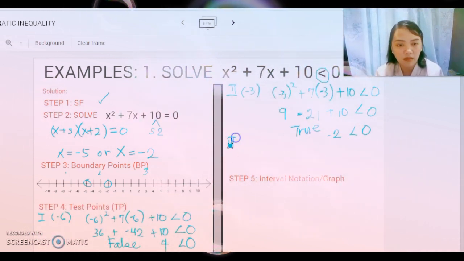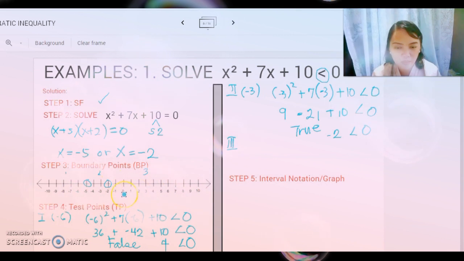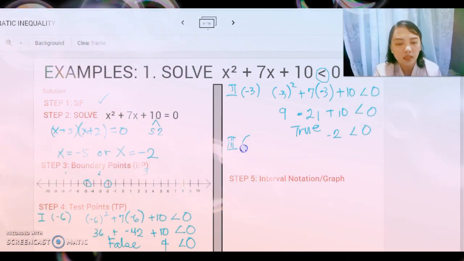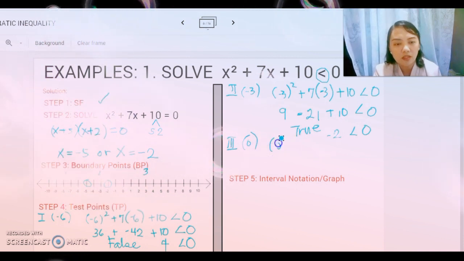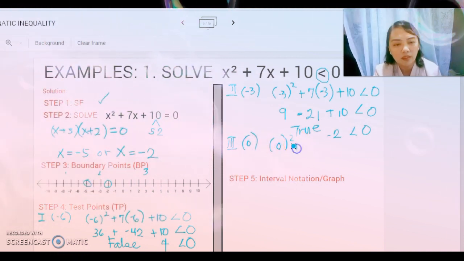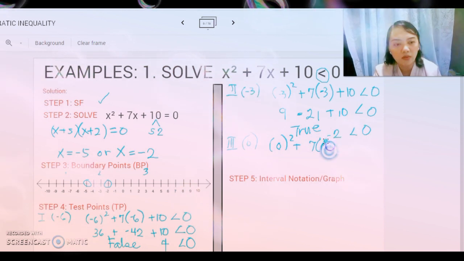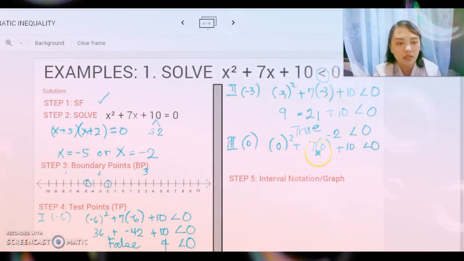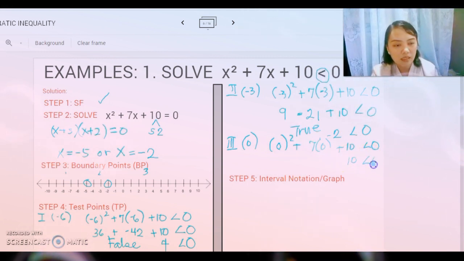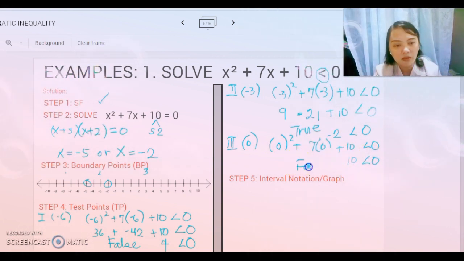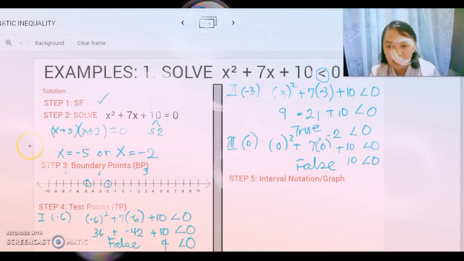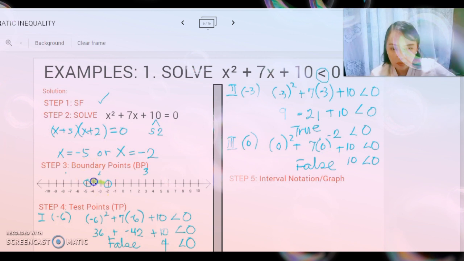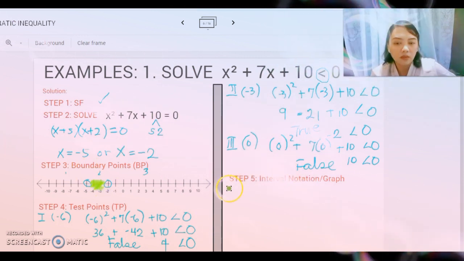Okay, next. Sa region 3. Okay, anong pinakamaliit na number na pwede nyo gamitin? O, try natin yung 0. So, kahit anong number piliin nyo dyan, pwede. So, try natin yung 0 para madali. So, 0 square plus 7 times 0 plus 10 is less than 0. So, this is 0, 0, natira is 10. 10 is less than 0. Tama ba to? Okay. False. So, ibig sabihin, ang tama lang is itong region na to. Yung region 2. Tama? Okay.